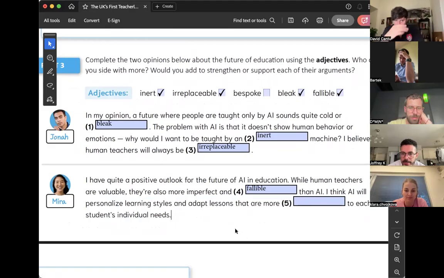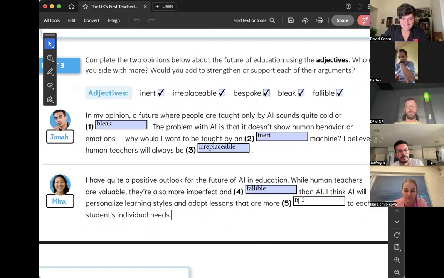And Geoffrey, you can do the last one. I think AI will personalize learning styles and adapt lessons that are more bespoke to each student's individual needs. Good. Bespoke. So this one is a little bit more bespoke. It's more tailored. It's custom made.